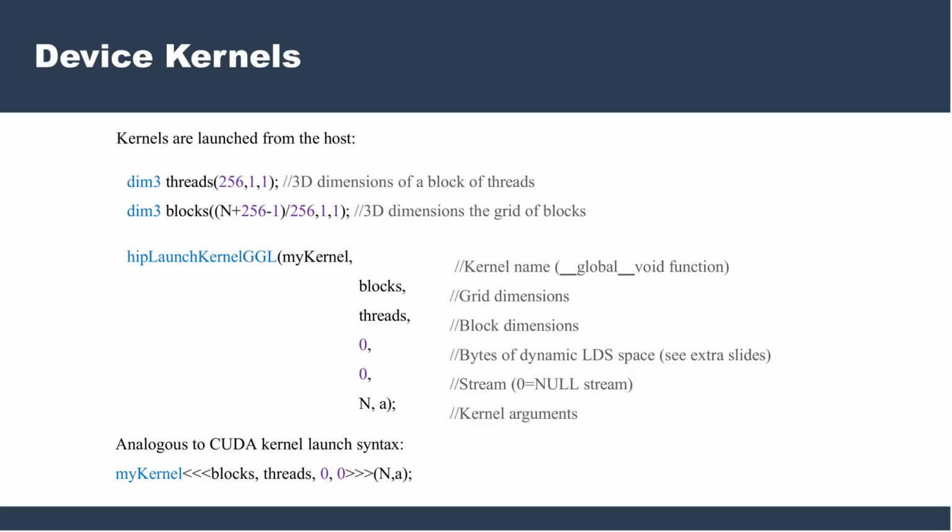Kernels are launched from the host using a specific syntax. Define thread and block dimensions with dim3, then use hipLaunchKernelGGL to execute the kernel. Specify grid and block dimensions, dynamic local data share space, stream, and kernel arguments. This is similar to Compute Unified Device Architecture's syntax, ensuring efficient parallel execution on the graphics processing unit.